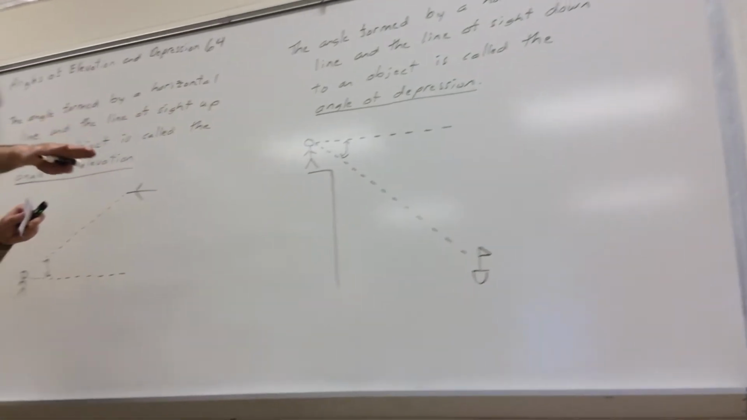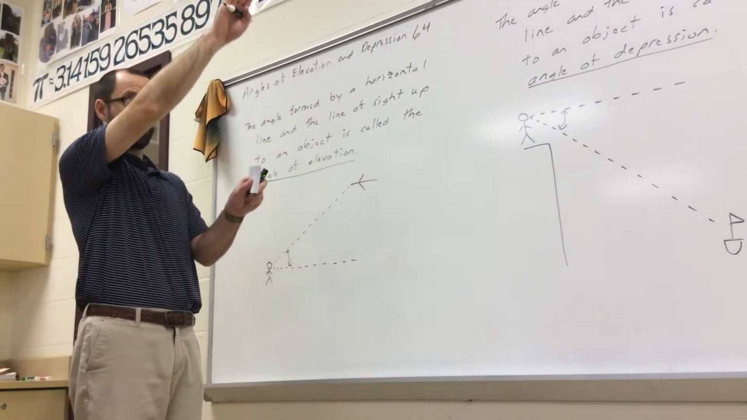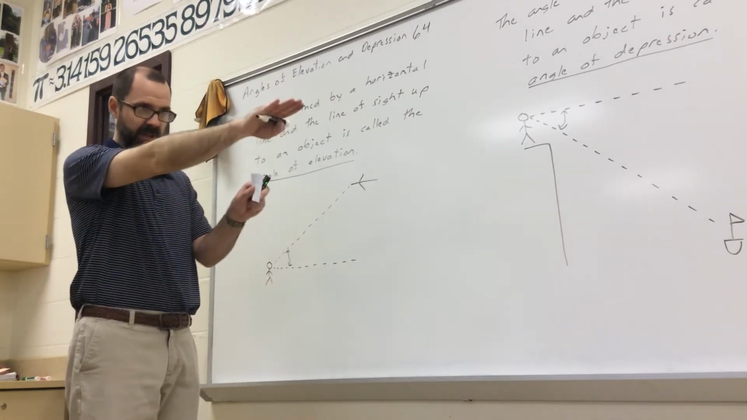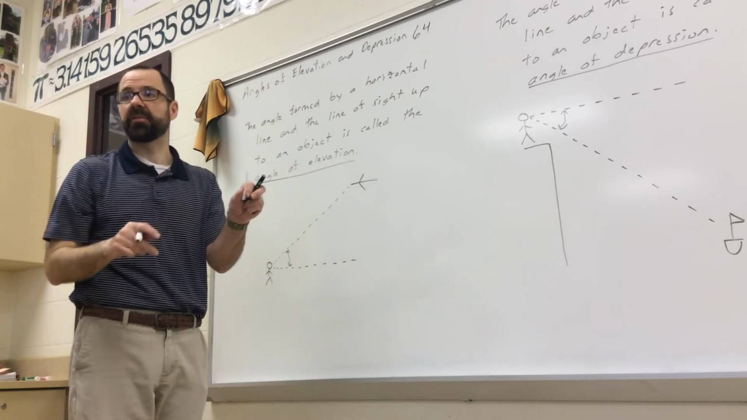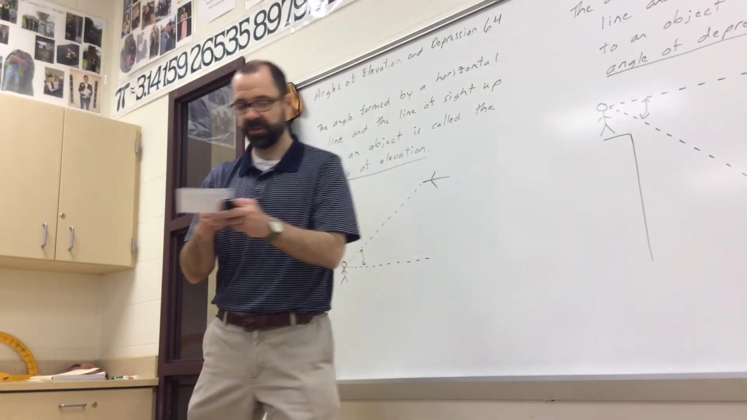So you usually look straight out, but if you're looking up, then that angle is an angle of elevation, or if you're looking down, then that angle is an angle of depression. All right, that's it for the note card.